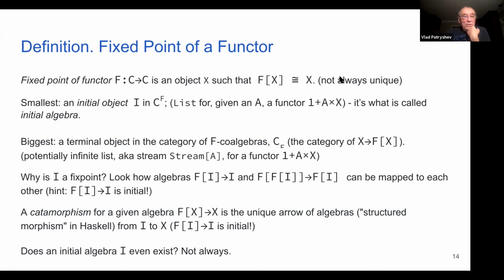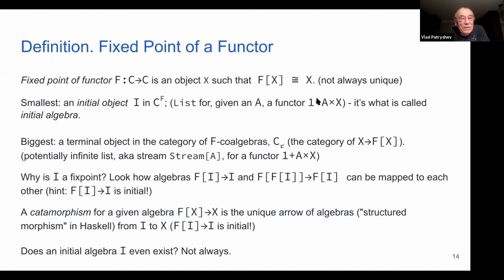Okay, so what's a fixed point of a functor? A fixed point of a functor is any object X such that F of X is isomorphic to X. And a fixed point doesn't have to be unique, right? Suppose F is an identity functor, then anything is a fixed point. So the smallest fixed point of a functor is an initial object in the category of algebras.